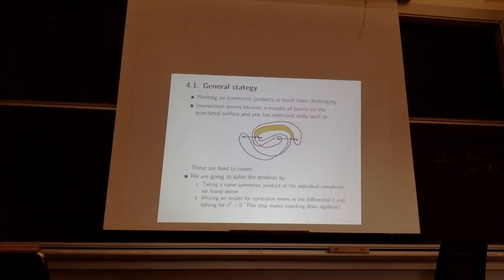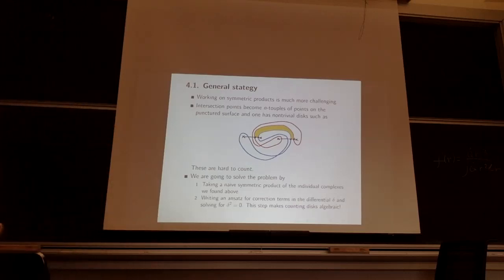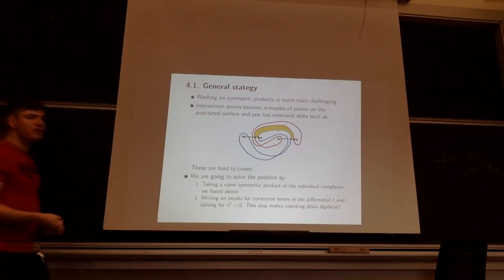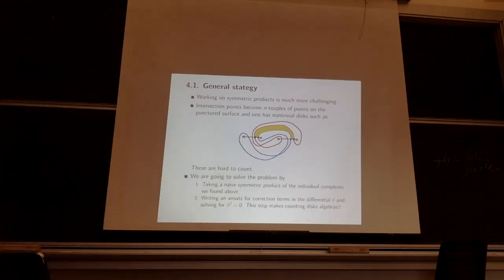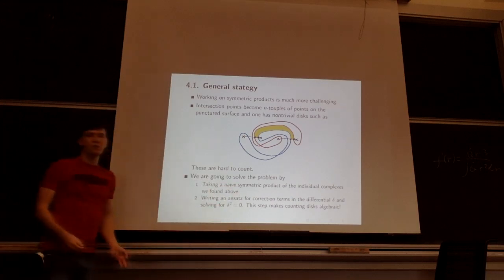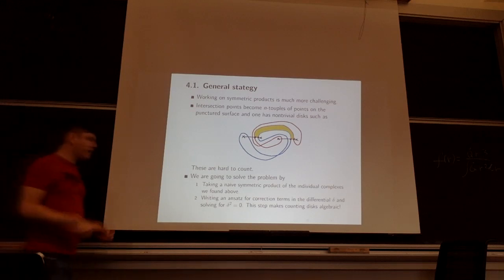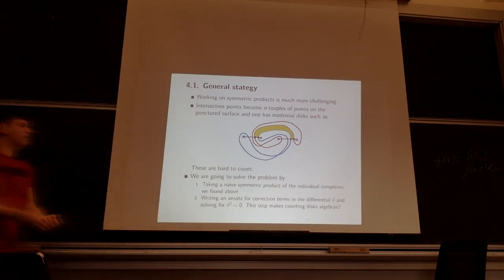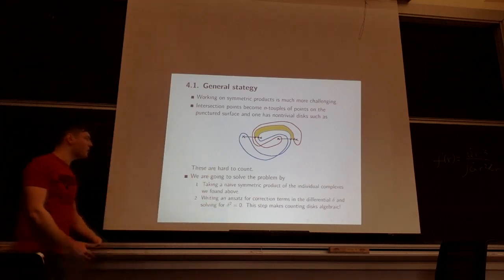But working on symmetric products is much more challenging, since now intersection points become n-tuples of points on the punctured surface. And one also has non-trivial disks, such as this one shown in the figure. These are generally hard to count. So how we are going to solve the problem is by taking the naive symmetric product of the individual complexes for the individual cycles that we found before, and then we are going to write down some kind of ansatz for correction terms in the differential, and solve for this equation delta squared equals zero.